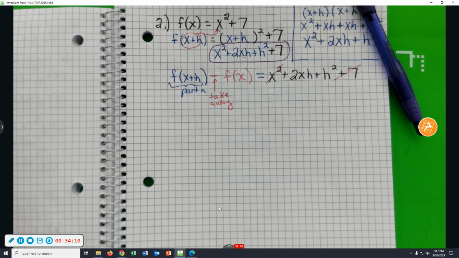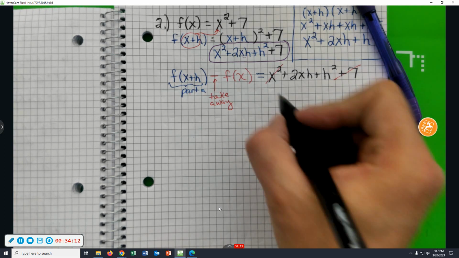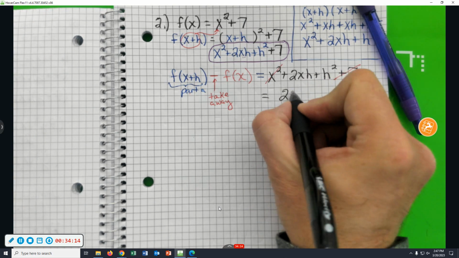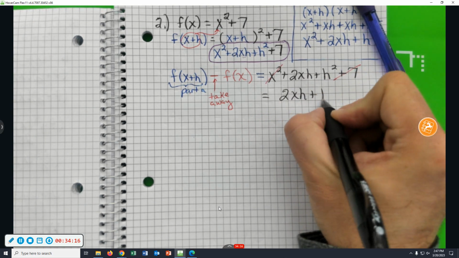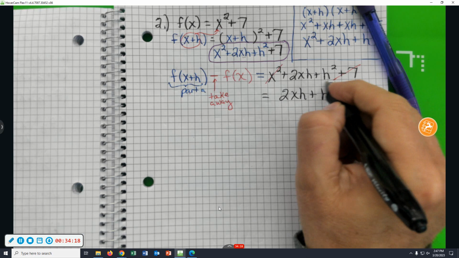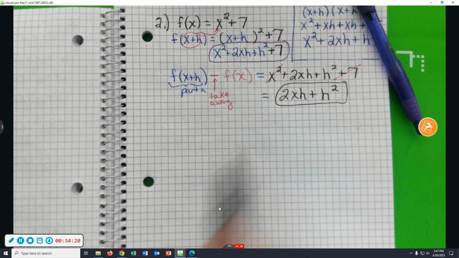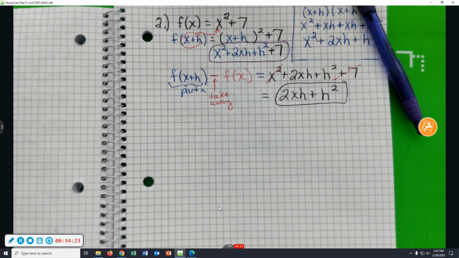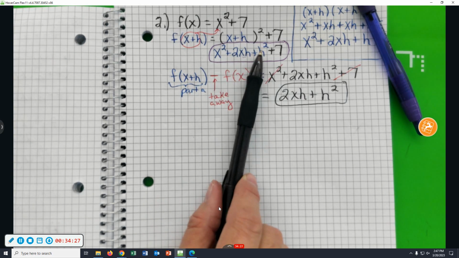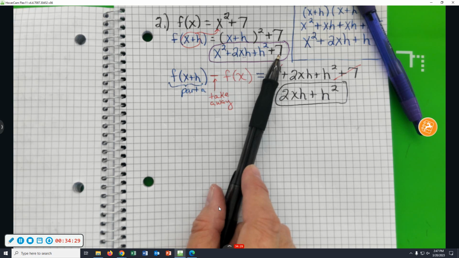And so what am I going to type in as my answer? 2xh plus h squared. That's the f of x plus h, take away f of x. Part A is the difficult part of the problem.